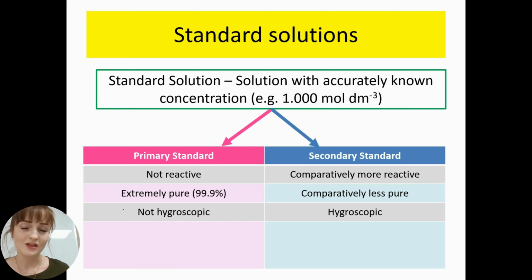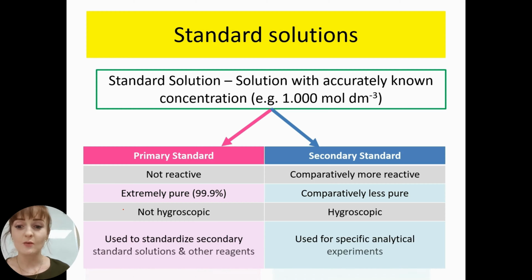A secondary standard doesn't do that. It will absorb that little bit of moisture from the atmosphere, and as a result, it becomes slightly diluted. So primary standards then are the ones that we use to standardize other things, which means to check their concentration. Whereas a secondary standard is one that we would only use for a specific analytical experiment which has to have that particular chemical to react with.